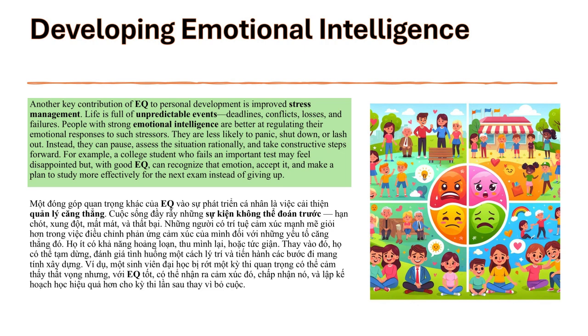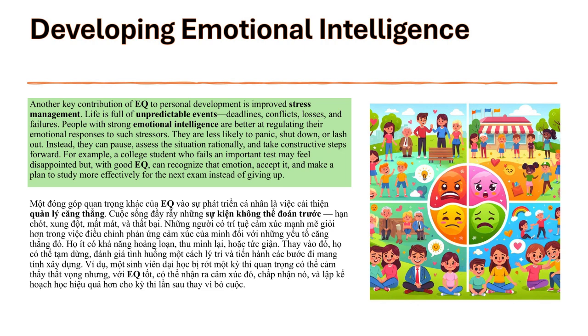Life is full of unpredictable events, deadlines, conflicts, losses, and failures. People with strong emotional intelligence are better at regulating their emotional responses to such stressors. They are less likely to panic, shut down, or lash out. Instead, they can pause, assess the situation rationally, and take constructive steps forward.